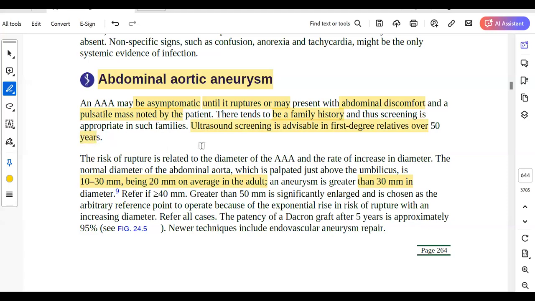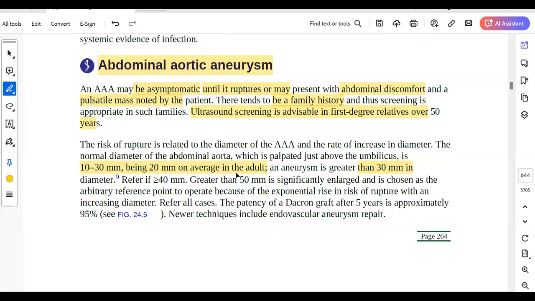years. So if your patient has got abdominal aortic aneurysm, you will advise any first degree relative of that patient who is above 50 to have a regular ultrasound screening for any of these aortic aneurysm. Okay.